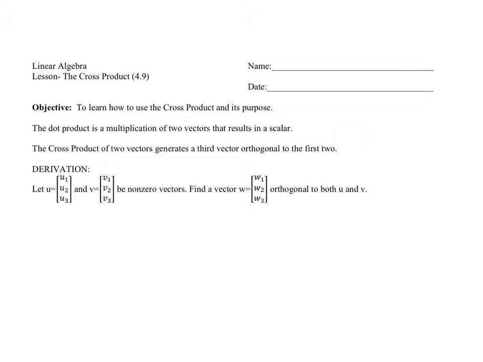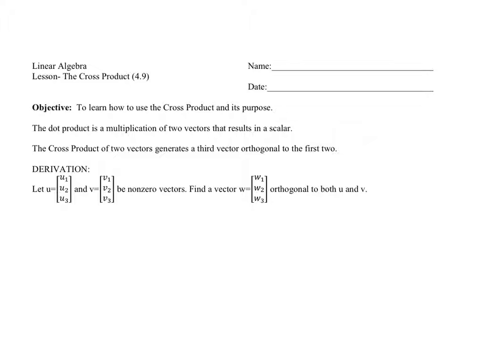So, the last topic that we're going to talk about is called the cross product. It's actually related to the concept of determinants, and there's lots of value to this. The cross product is a form of vector multiplication that guarantees that, given two vectors, you generate a third vector that's orthogonal to the first two.